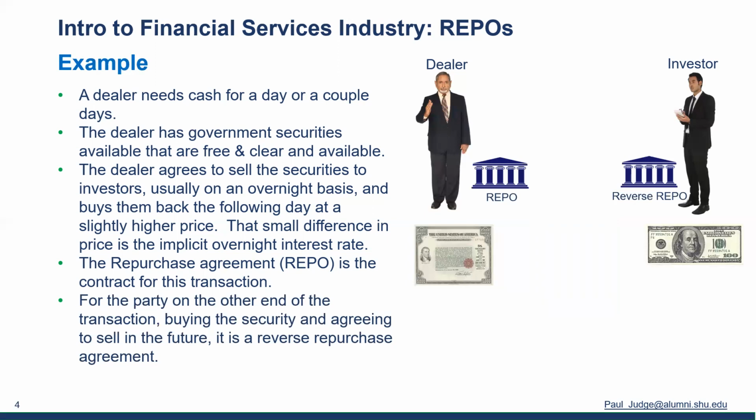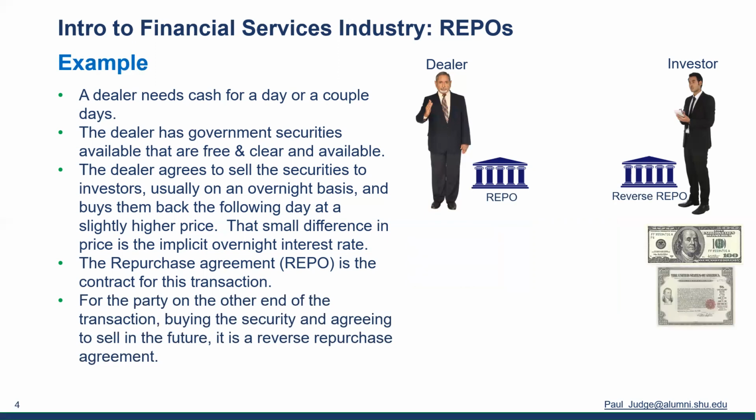So let's look at how this looks. The dealer's doing a repo. The dealer has the asset. The investor has the cash. They agree to the transaction. So what do they do on day one here? The T, trade date, right? The asset, the government securities, move to the investor. The investor buys them for cash.